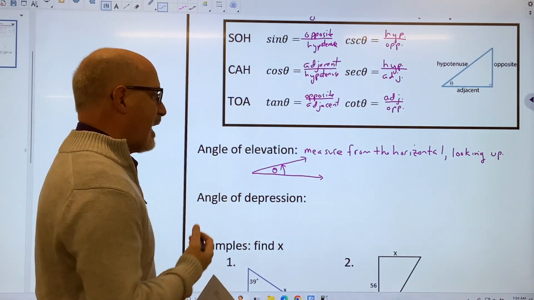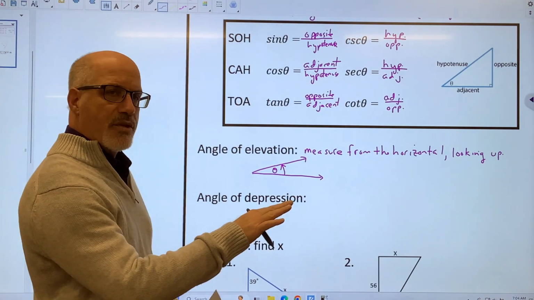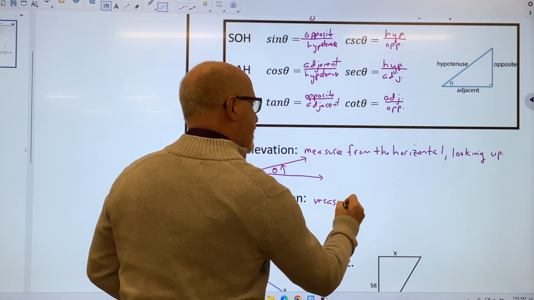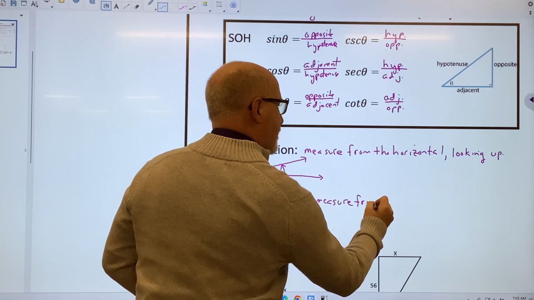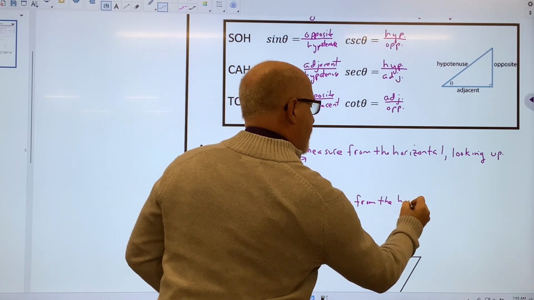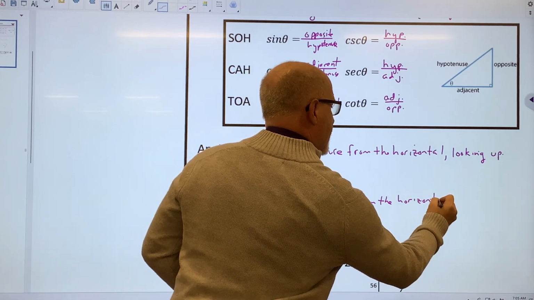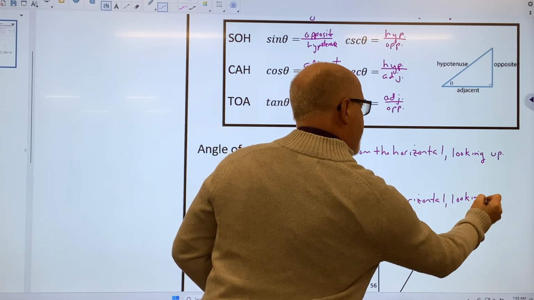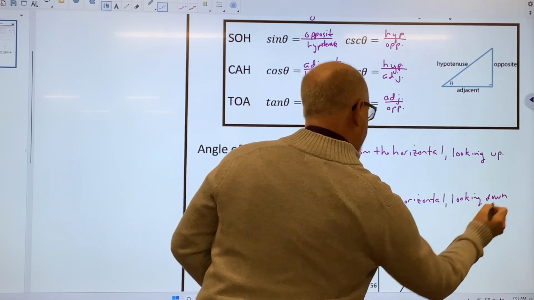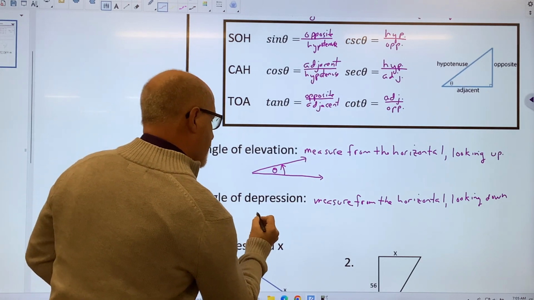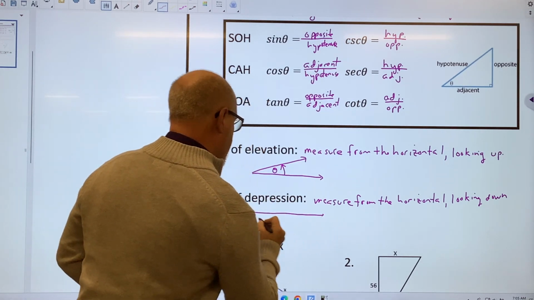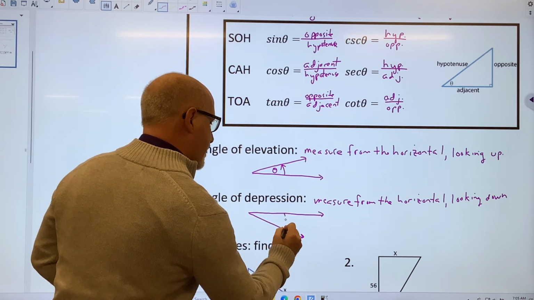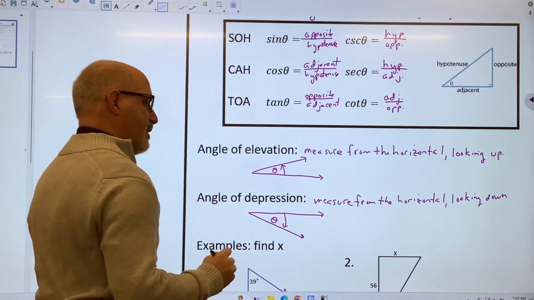Now, as you can imagine, the angle of depression would be looking from that horizontal and then looking down. So we want to measure from the horizontal again, and be looking down to get this angle. So for this one, our angle would be, look at our horizontal, and then we would have our angle that looks down from there. That would be our theta in this case.